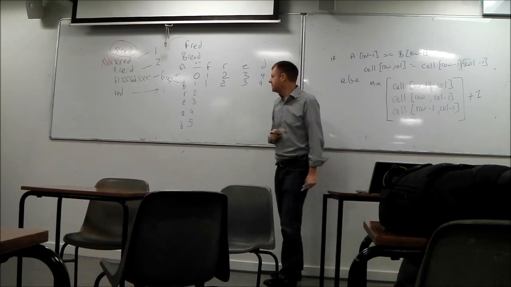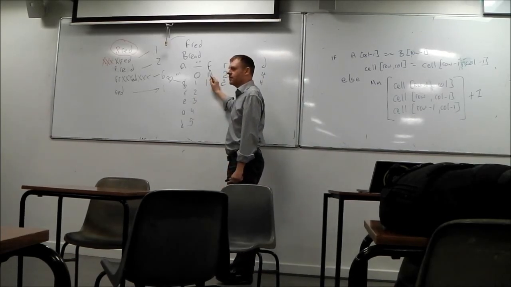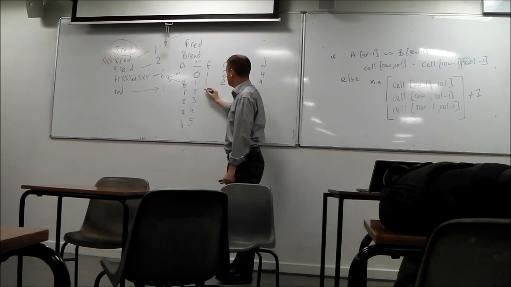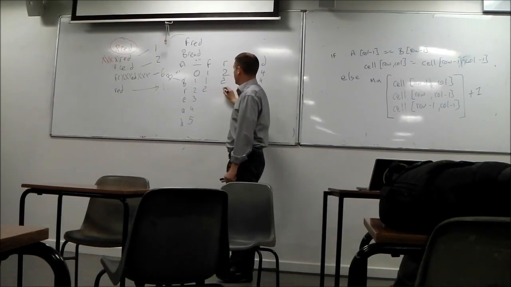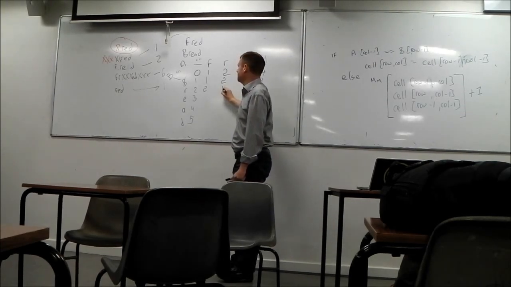Yep. Okay, let's do the second row. Then we look at OR and F. Are these the same? No. Minimum of these three plus 1 is 2. OR and OR, these are the same. So we take this value down and we bring it down to here.